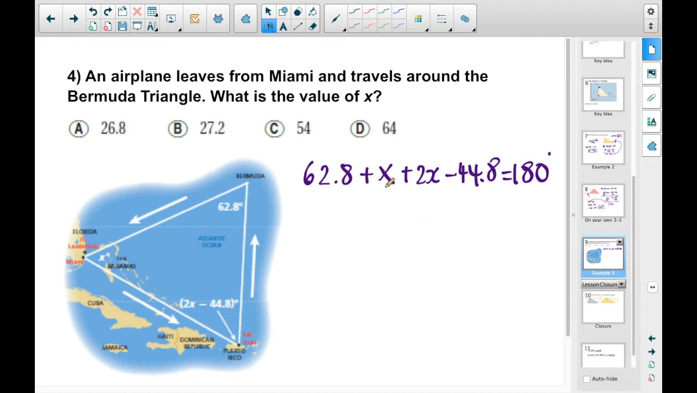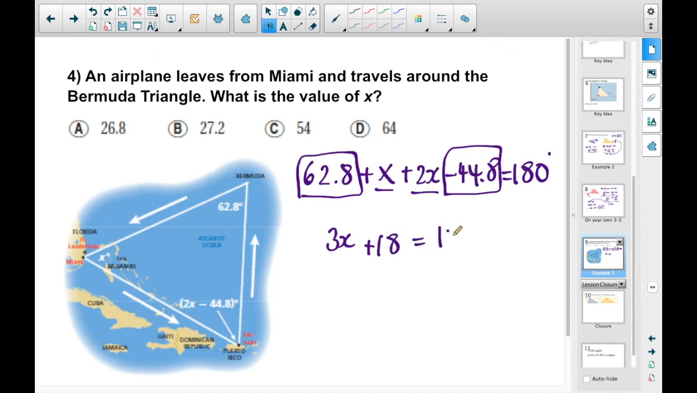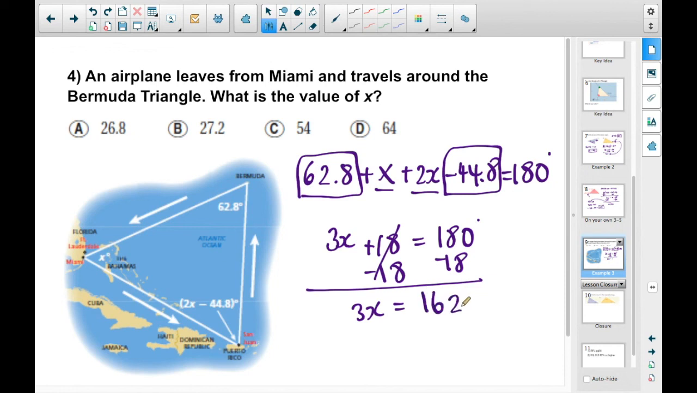Let's combine like terms: x and 2x become 3x. And then we have 62.8 minus 44.8, which is 18, and then bring down 180 degrees. Subtract 18 on both sides. You get 3x is equal to 162. Divide by 3 because we're looking for x. x is equal to 54. And that's my choice, C.